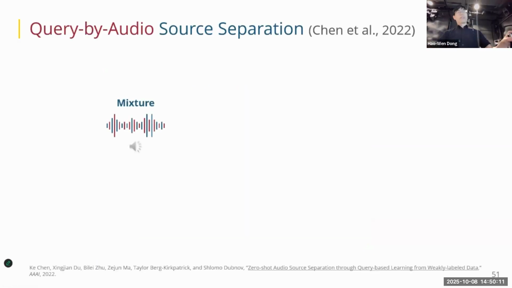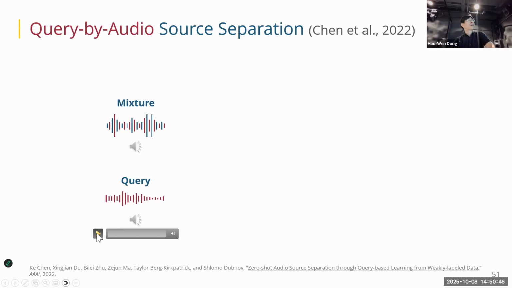Anyway, there's also some other things we could talk about, query by audio source separation. This is interesting because now you are not limited to predefined sources. Can you provide an example to hint what sounds you want? So in this case, you have a mixture like this. And potentially you could just record a short excerpt of the sounds that you want. This is a different thing.